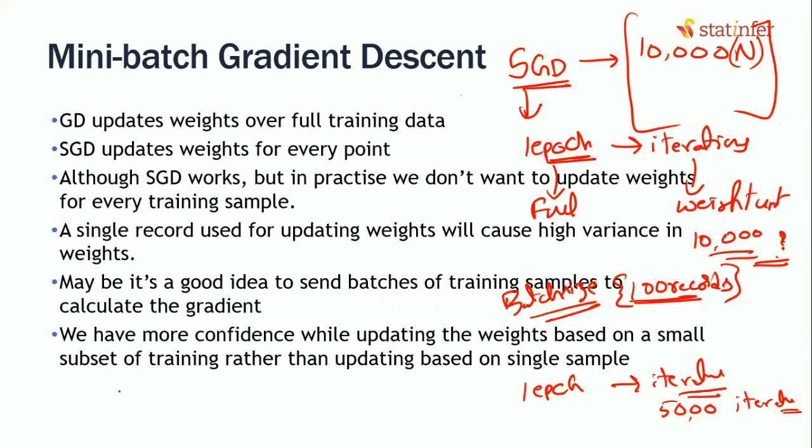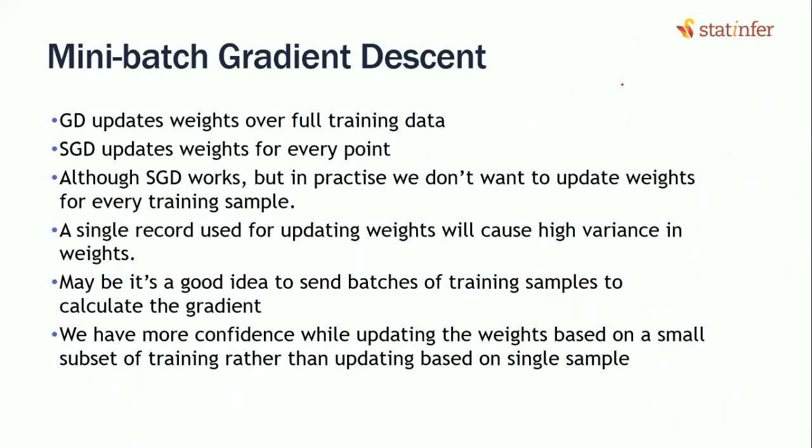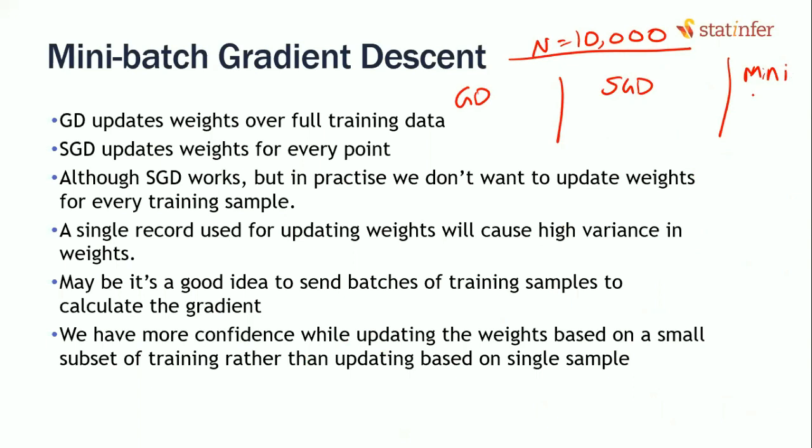For one epoch, for gradient descent, let us do that once again. Let's say we have n equal to 10,000, 10,000 records are there. I'm doing the gradient descent method, stochastic gradient descent method, and mini batch, and batch size is 100. Now, one epoch will have how many iterations?